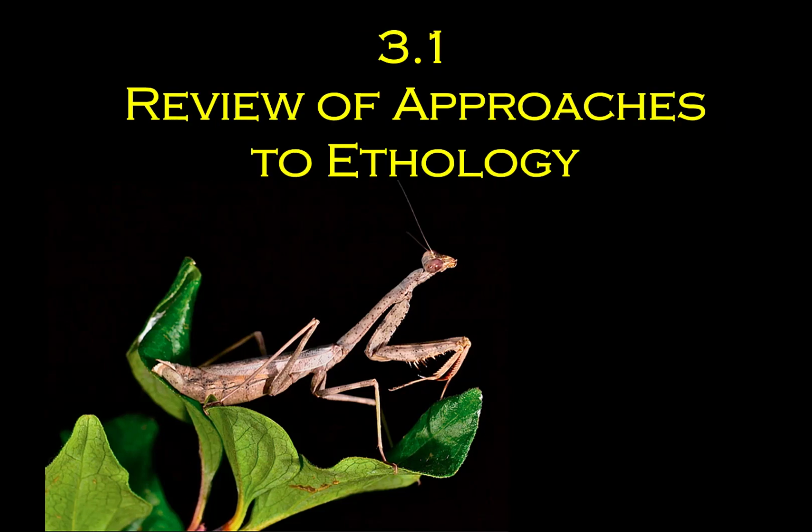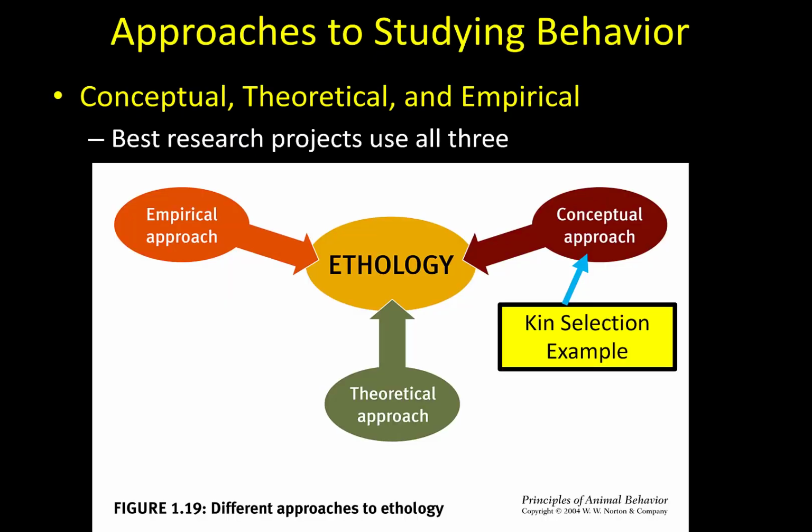First, I want to review a concept map of all the different ways we approach the study of ethology. Remember that we can break most ethological studies down into one of three categories: conceptual, theoretical, or empirical. Now, the best research projects incorporate all three, but in short, here are the differences between them.